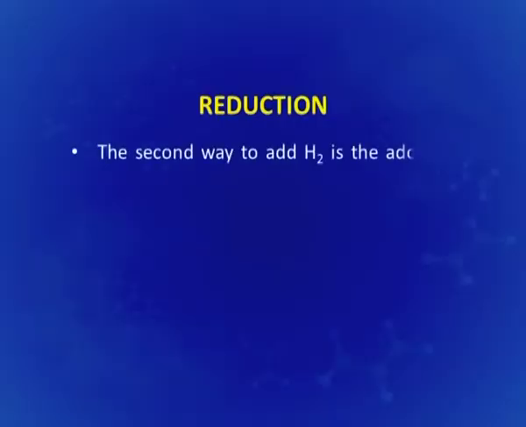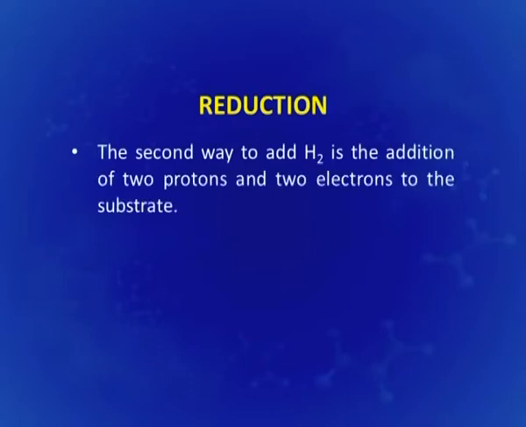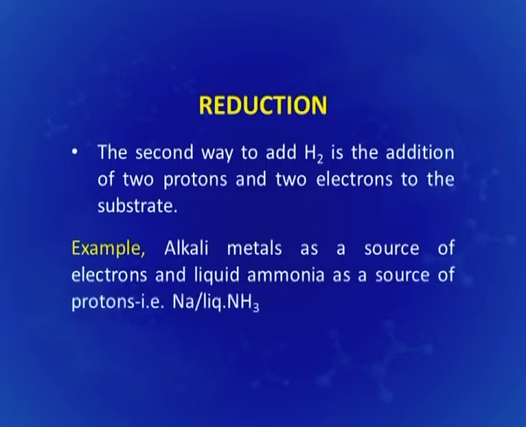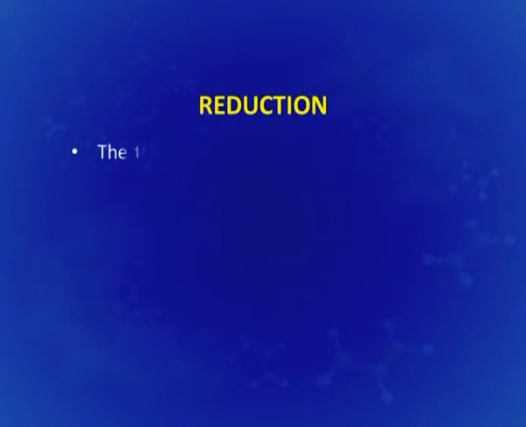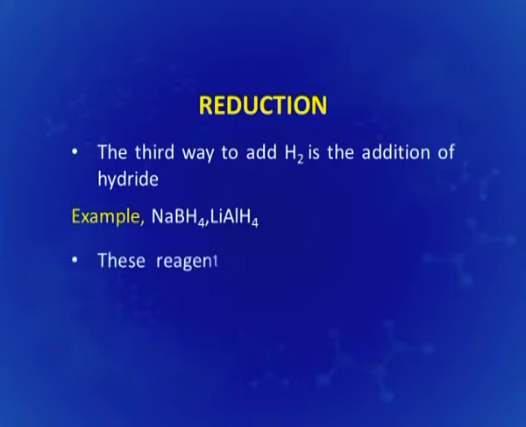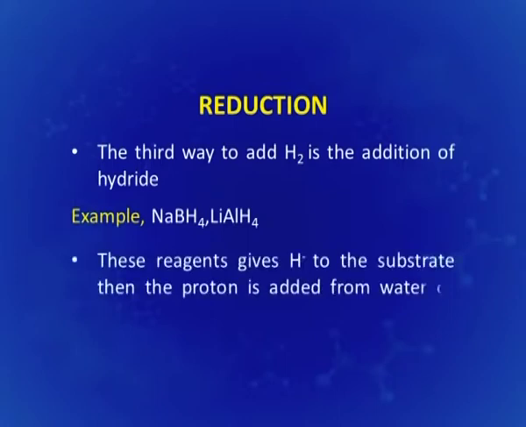And the second way of adding hydrogen is the addition of 2 protons and 2 electrons to the substrate. Here normally we use alkali metals as a source of electrons and liquid ammonia as a source of protons, that is sodium in liquid ammonia. And the third way to add hydrogen is the addition of hydride, with examples being sodium borohydride or lithium aluminum hydride. These reagents give hydrogen as a hydride to the substrate, then the proton is added from water or alcohol.